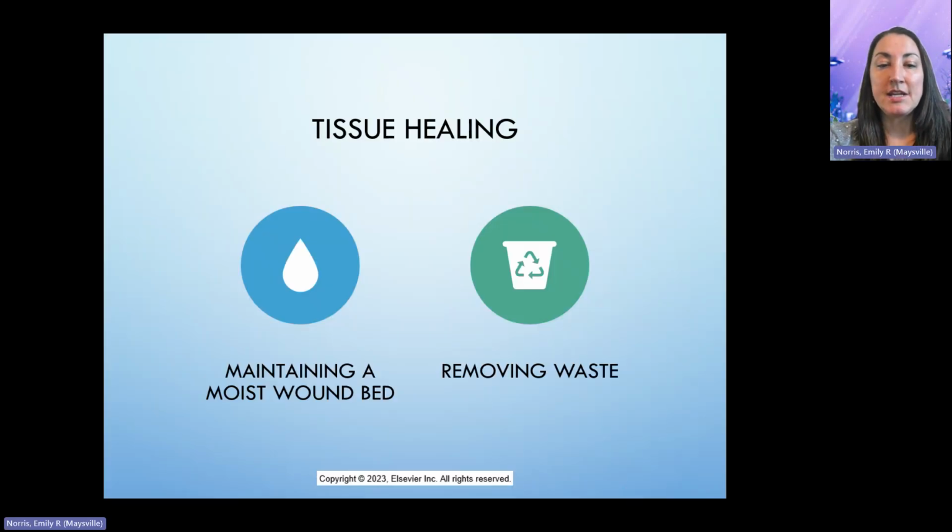With tissue healing, it does this by maintaining a moist wound bed and removing waste from the area. You have to be a little bit careful because the water can also remove some of the good cells. So you don't want too much pressure, too long of a duration or anything like that. But you do want to remove the waste if possible.